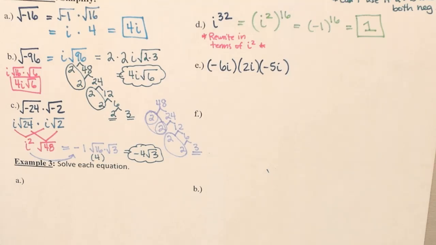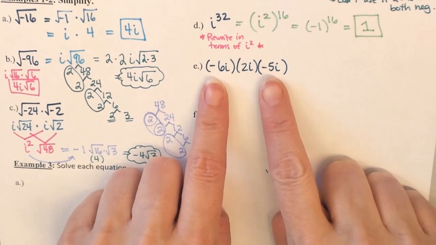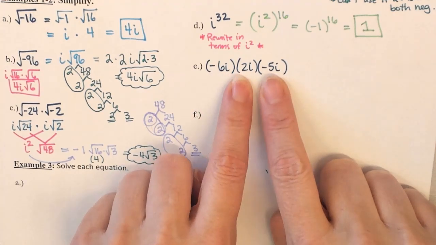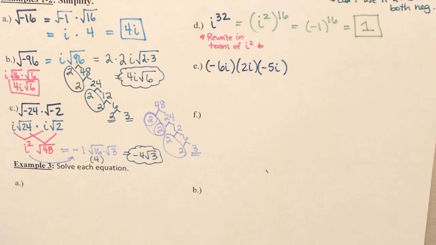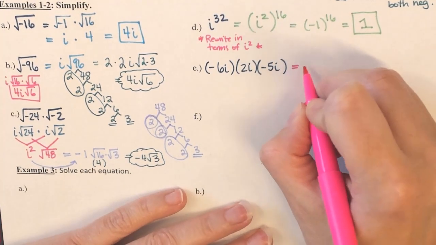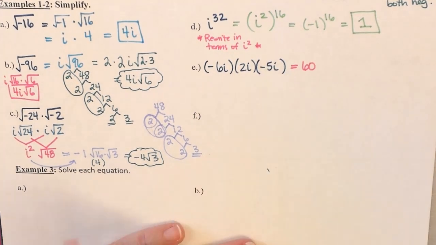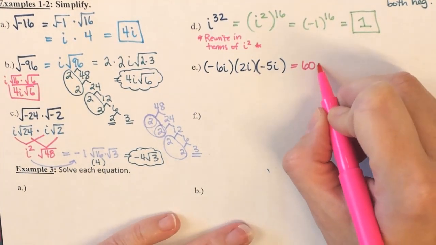So what do you guys feel like you do first here? Multiply. Okay, so if you're multiplying, we can multiply all the numbers together first. So I would do negative 6 and negative 5, because that's what? 30. And 30 times 2. Yeah, okay. So after you multiply the numbers, you're going to multiply the i's. So i times i times i cubed.